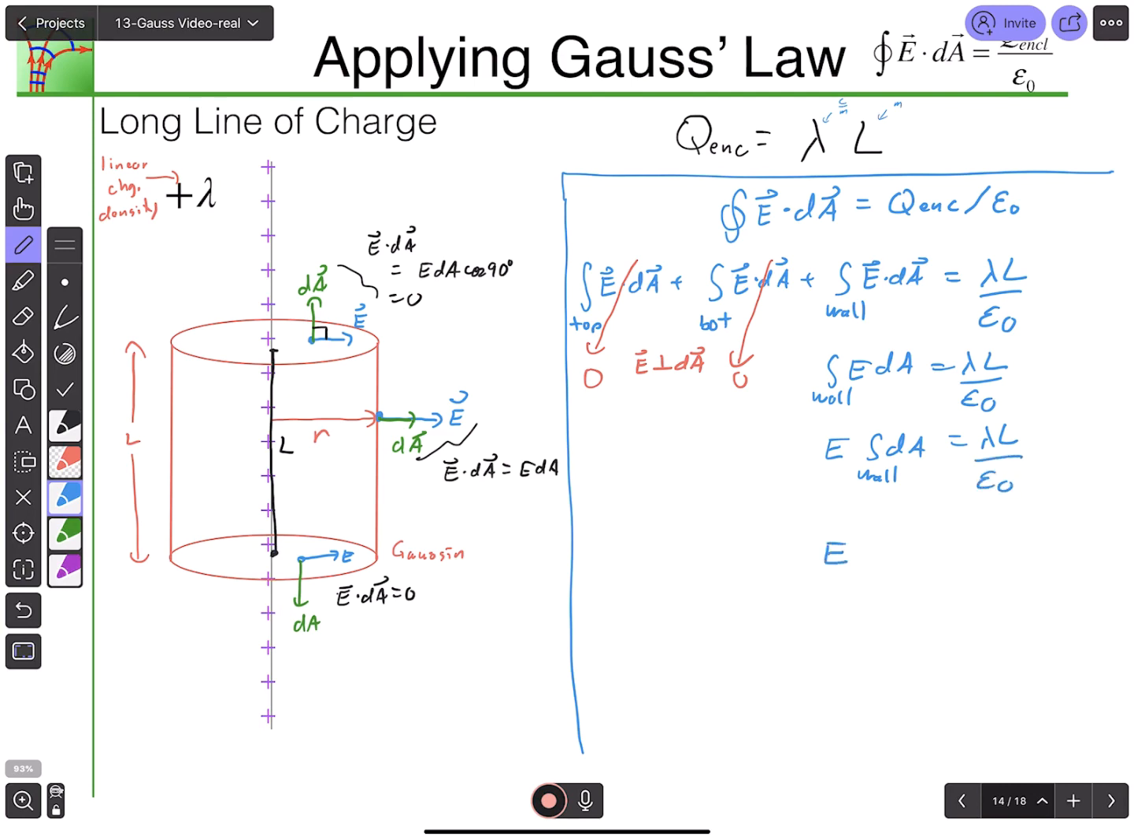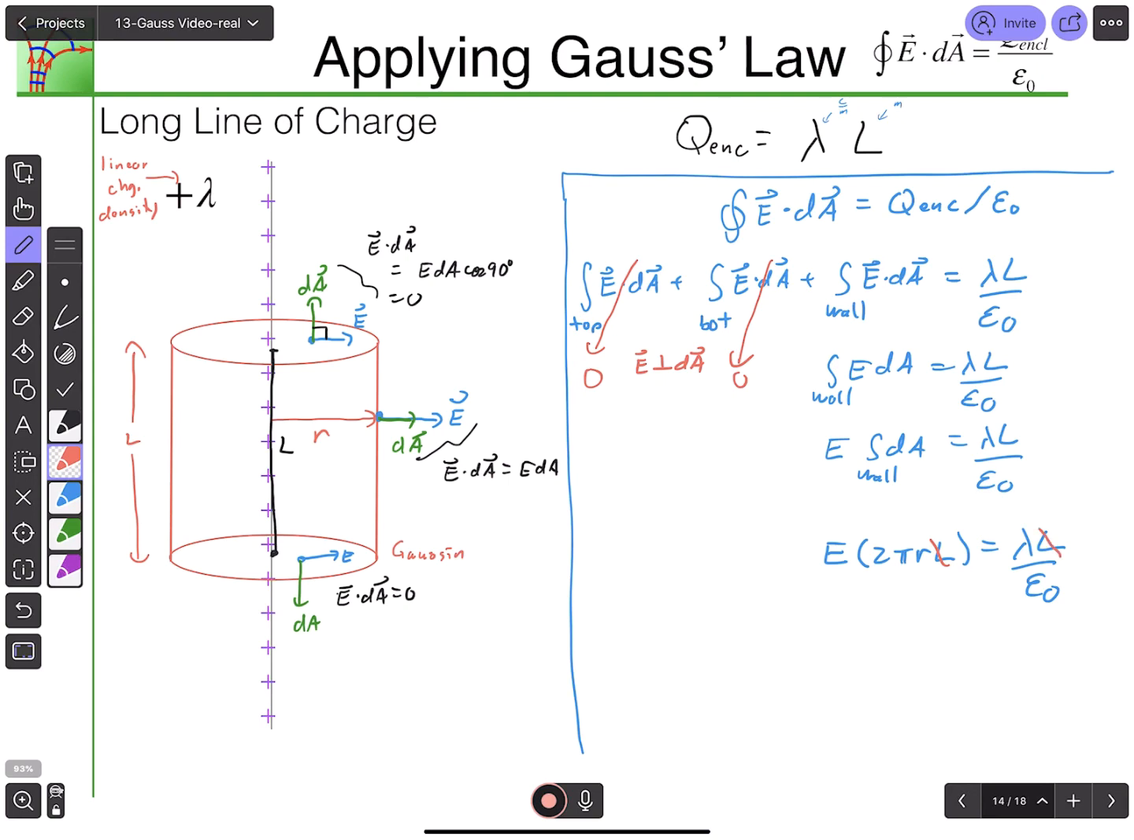So what's the area of that wall? Well, the area of any cylinder's side is the circumference times the height. So the circumference is 2 pi r times the height, which in this case is L, and that is equal to lambda L over epsilon naught. You notice that the L's cancel in this case.